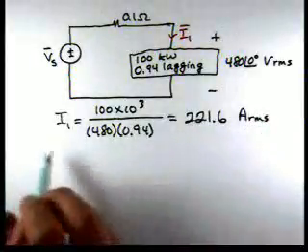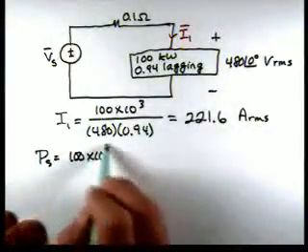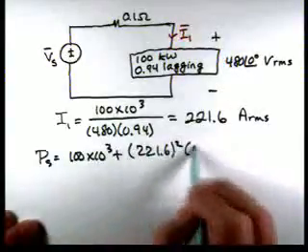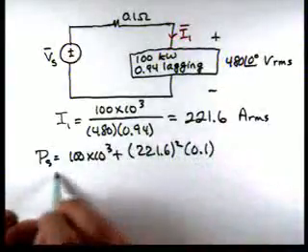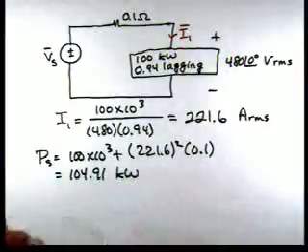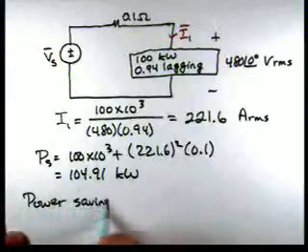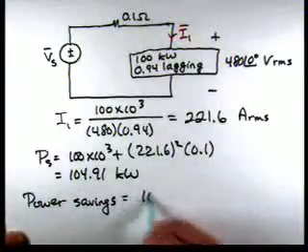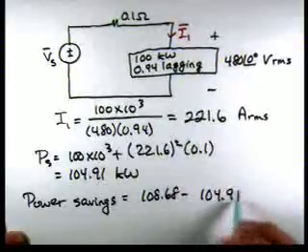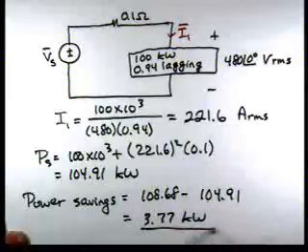So now our source power is 100 kilowatts plus 221.6 squared times 0.1, which is 104.91 kilowatts. So our power savings by operating at the higher power factor is 108.68 minus 104.91, which is 3.77 kilowatts.